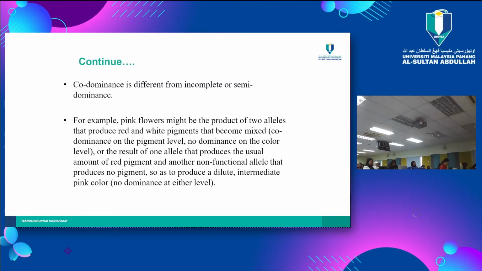So the differences between codominance and incomplete dominance. For example, the pink flower just now may be the product of two alleles that produce red and white pigments that become mixed. So codominance on the pigment level, no dominance on the color level. Or the result of one allele that produces the usual amount of red pigment and another non-functional allele that produces no pigment, so as to produce a dilute intermediate pink color, no dominance at either level. I can't remember this statement.